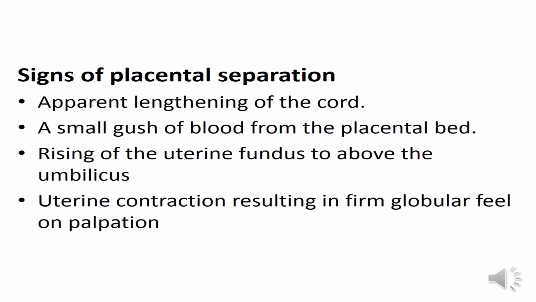Placental separation signs: apparent lengthening of the cord, a small gush of blood from the placental bed, raising of the uterine fundus to above the umbilicus, uterine contractions resulting in a firm globular feel on palpation.